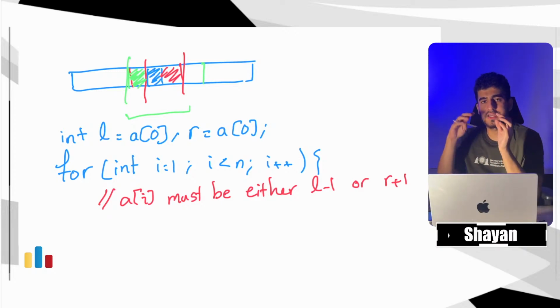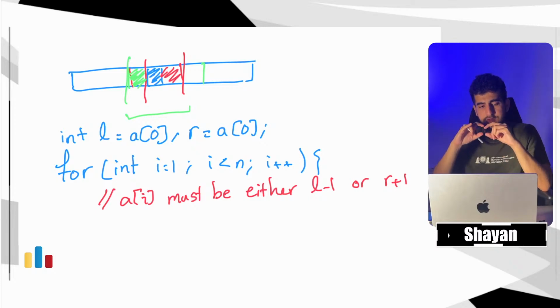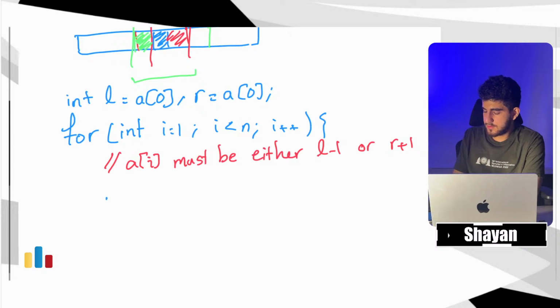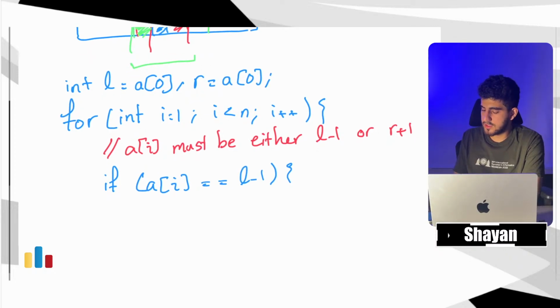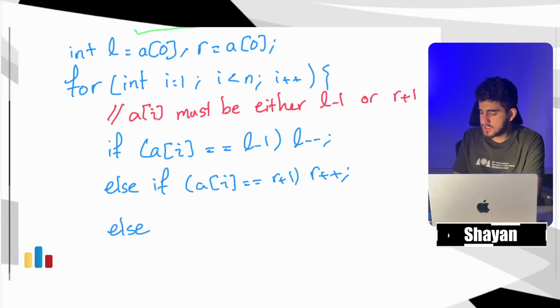There are only two ways that the next person can sit next to these seats, and this way he or she will extend the interval. So I just say that if A_i is equal to, for example, L-1, I will extend my L. I set L equal to L minus 1, or I can just say L minus minus. Else if A_i was equal to R plus 1, I just say R plus plus, else the answer is no.